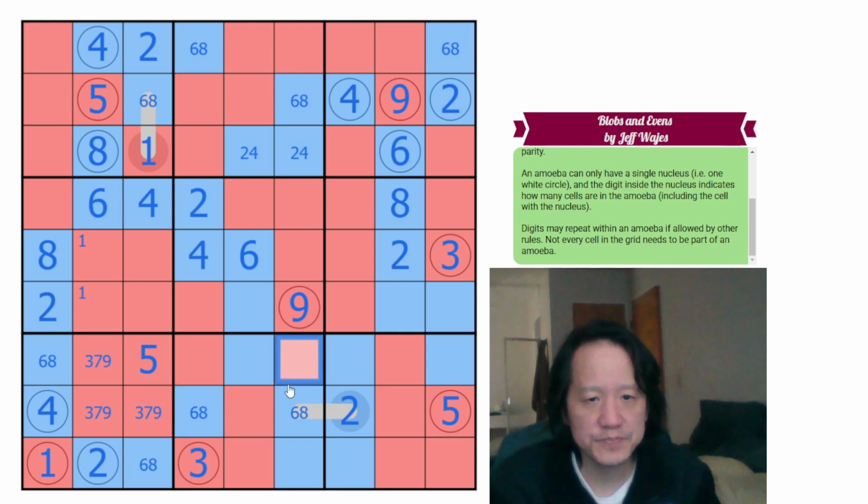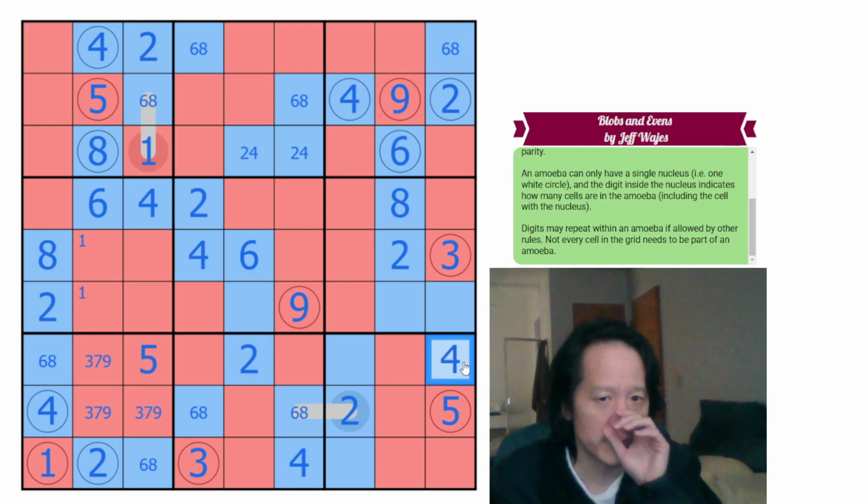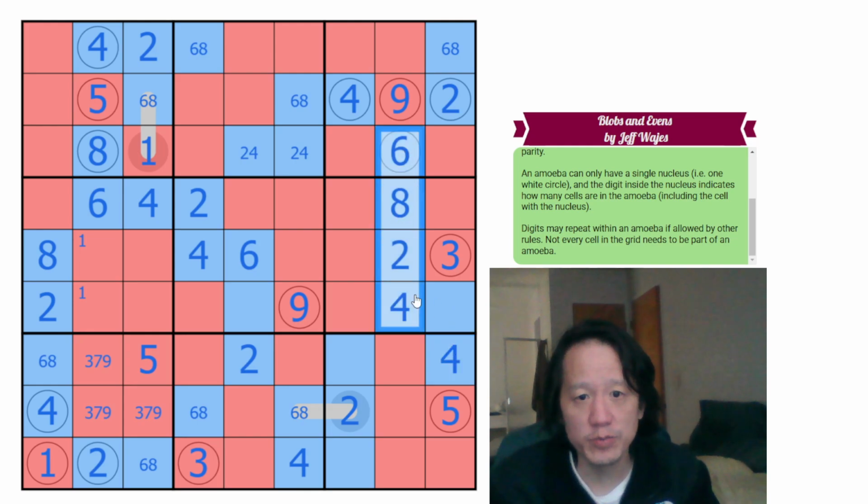Let's see. This can't be 2. It cannot be 6 or 8 because of the 6, 8 pair in box 8. Therefore, it must be 4. So therefore, this must be 2. 4 cannot be any of these 3 numbers in box 9. So where's the 4 in box 9? It has to be here. This has to be 4 because of what's left over.